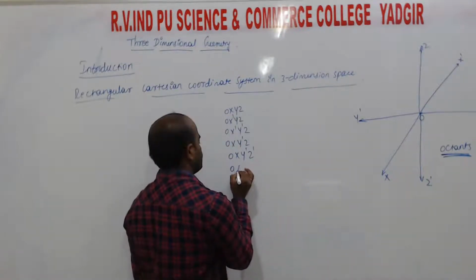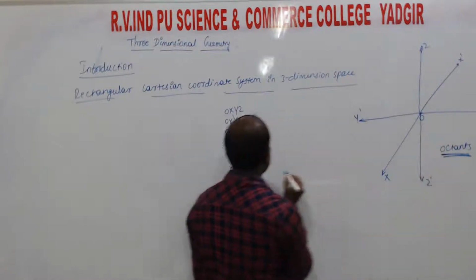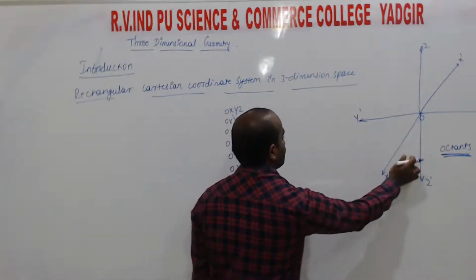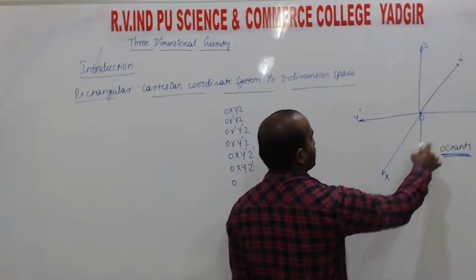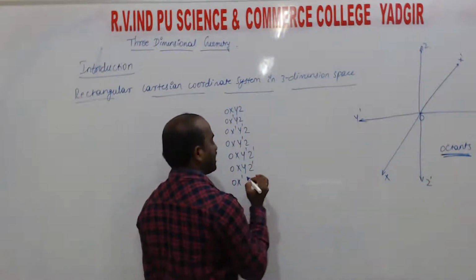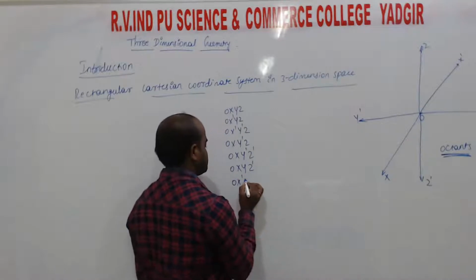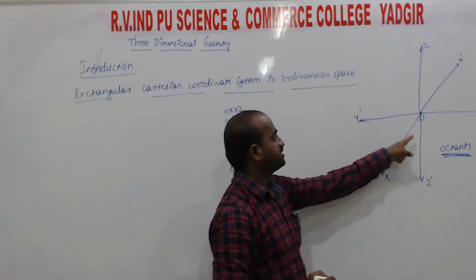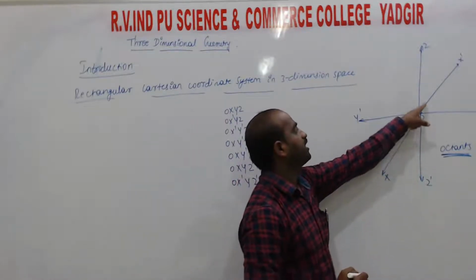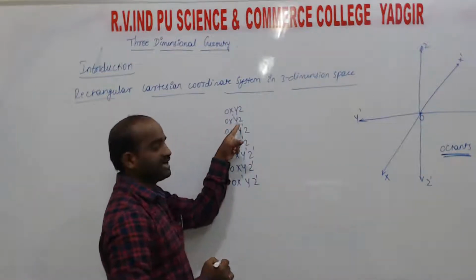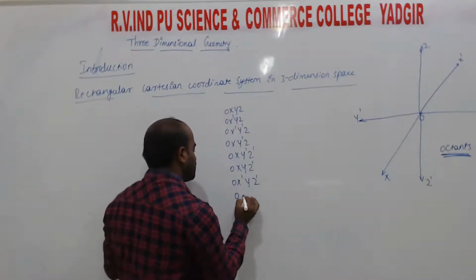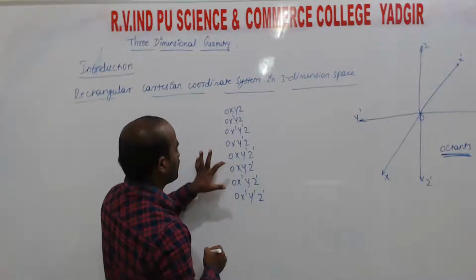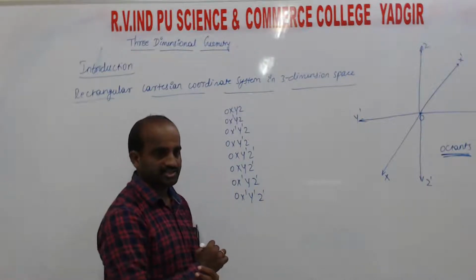Then OXYZ dash, where X is removed. Then OX dash YZ dash. Next, Z dash removed gives OX dash YZ, which is already there. Last one, all are negative: OX dash Y dash Z dash. Check it: 1, 2, 3, 4, 5, 6, 7, 8. Total 8 regions we get.